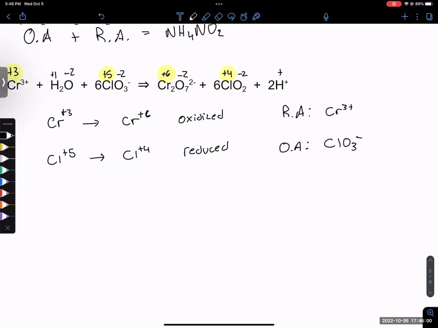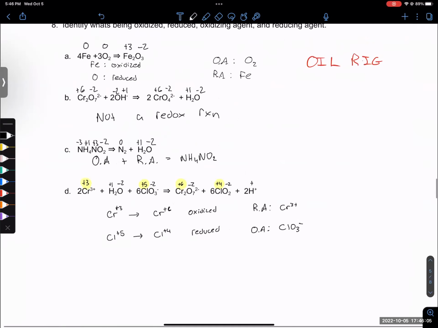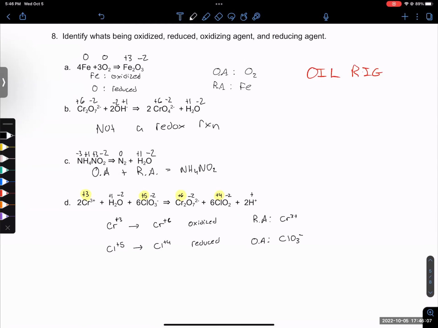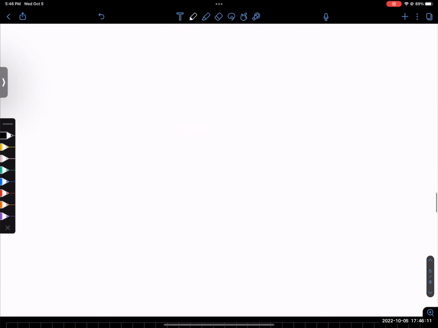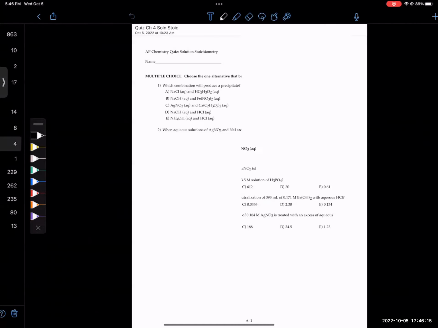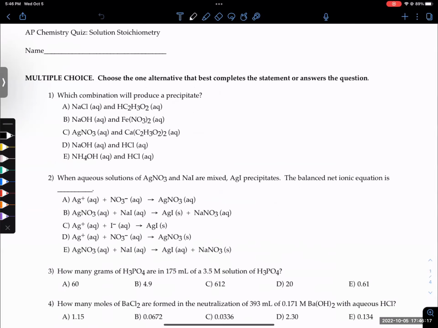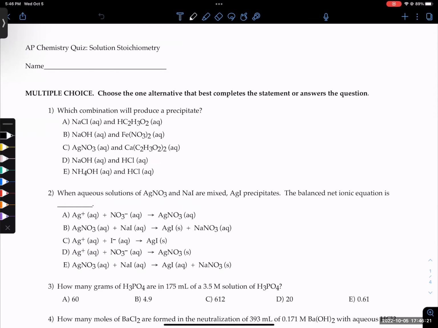How do y'all feel about these types of problems? Good. These are, you're definitely going to see a few of these problems on your exam. We'll do the worksheet later. And then the last thing I want to do is this quick quiz. It requires a bit of brain power, right? Just to get more practice.